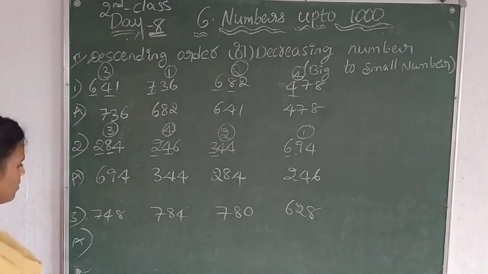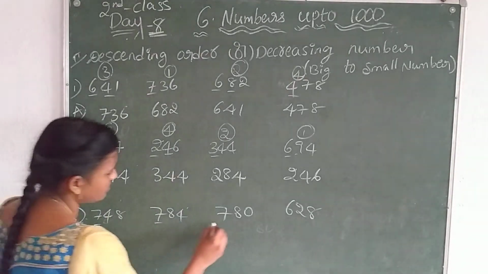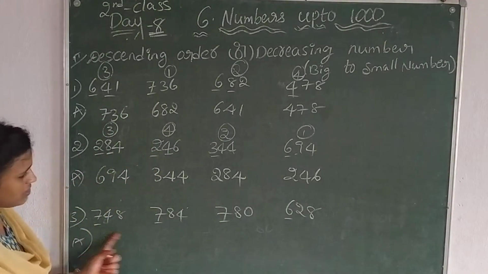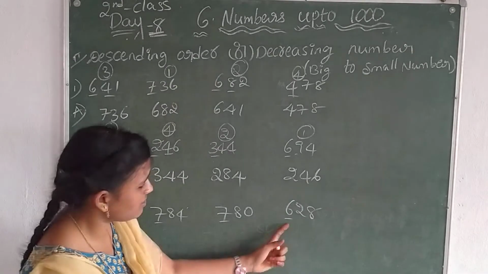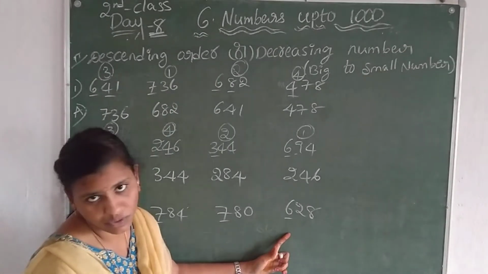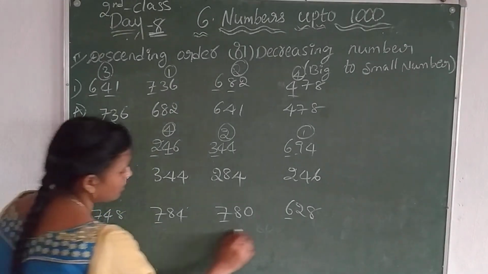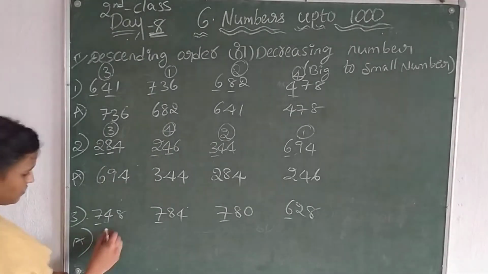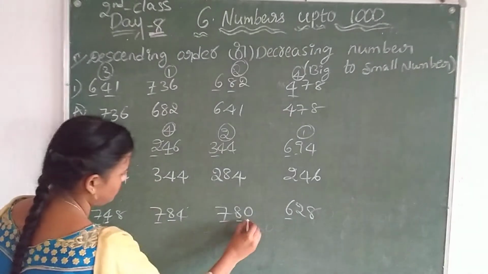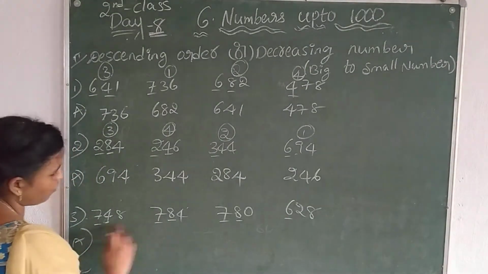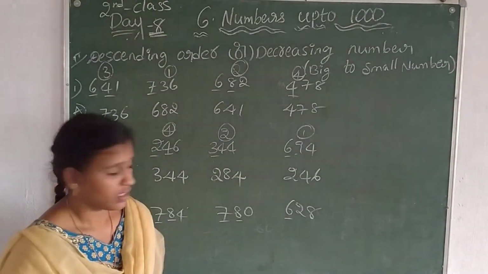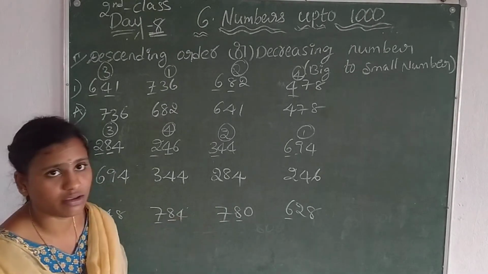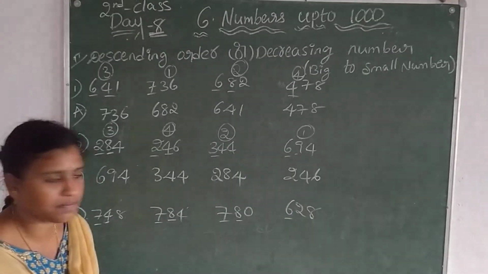Next, this is 748, 784, 780, 628. Which is a big number? Check the first digit. These 3 are the 7s. This is 6. 7 is a big number, right? But in this 7, we have 3 different numbers. That's why check the second number. Here 4 and 2 8s are there. Which is big, 4 or 8? 8 is a big number.